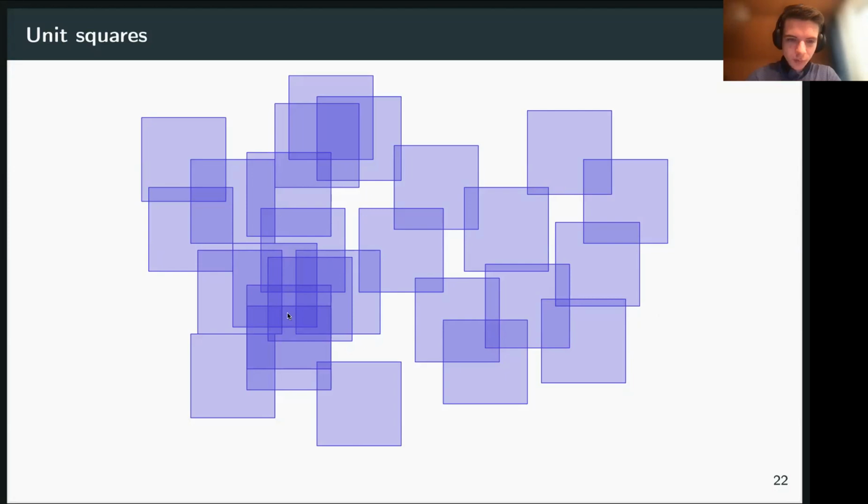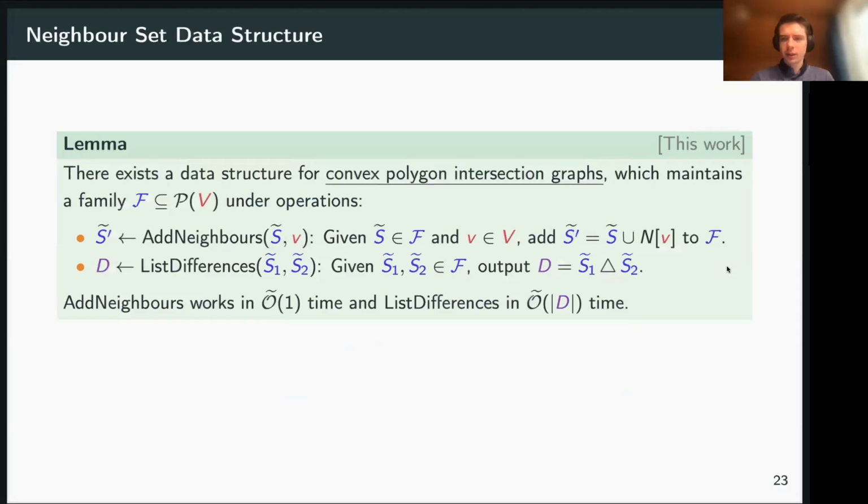But of course, we can have large cliques, like here. We can have many overlapping unit squares, and it generates a lot of edges. So we would like to design an algorithm that doesn't depend on edge count. To do that, we need some data structure to operate on subsets of vertices. At least this is our idea.